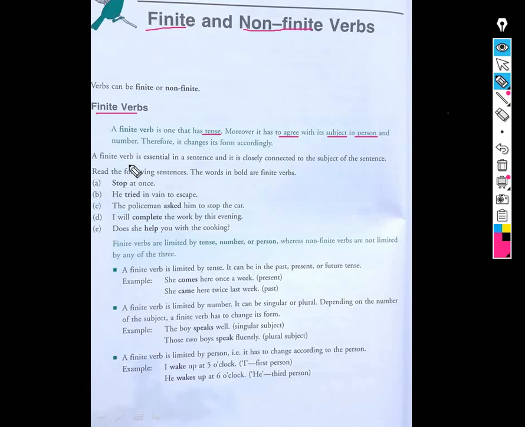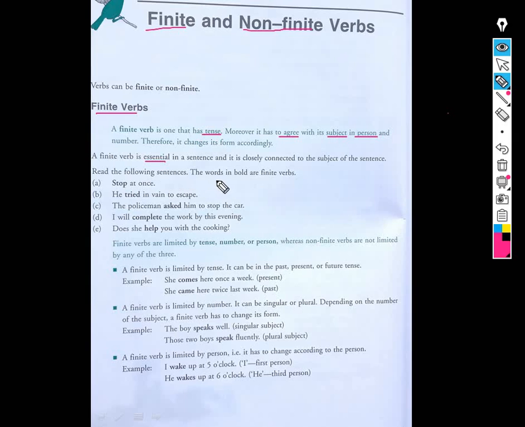Right? Now, a finite verb is essential in a sentence, and it is closely connected to the subject of the sentence. A finite verb is essential, necessary, compulsory in a sentence. सेंटेंस में एक finite verb का होना जरूरी होता है, right? And it is closely connected to subject of the sentence, और इसका ताल्लुक होता है subject के साथ, doer of action जो होता है उसके साथ इसका ताल्लुक होता है.